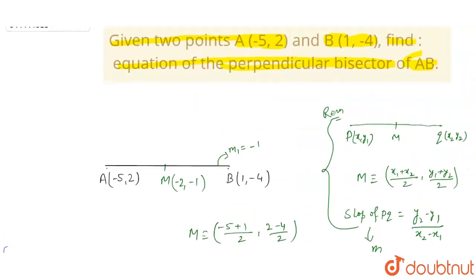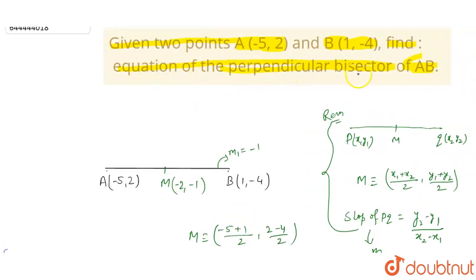Now we need to find the equation of the perpendicular bisector of this line AB. The perpendicular bisector of this line will be like this, a line which passes through this midpoint. This is the perpendicular bisector of this line AB. Why? Because bisector means this line bisects this line AB in two equal parts. This is equal because this M is the midpoint of AB.